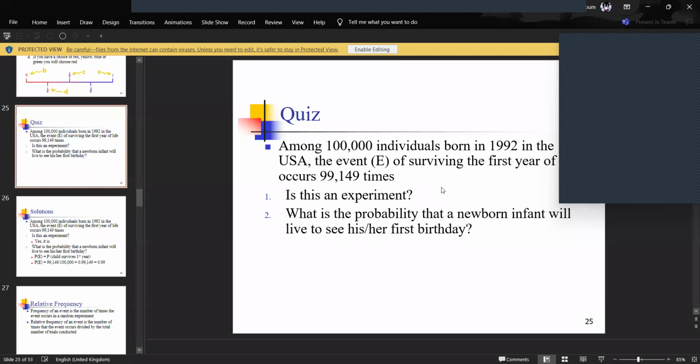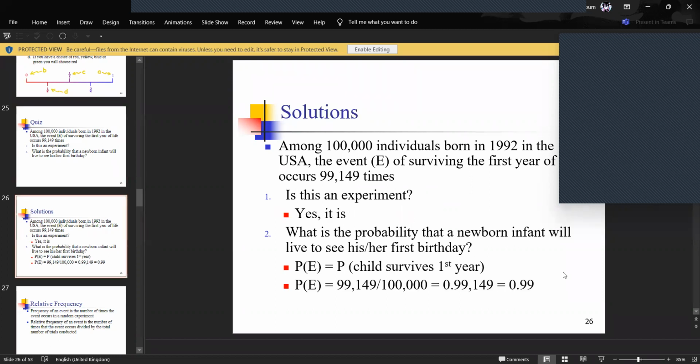So what's the probability that an infant will live to see their first birthday? Well, what we can do for that is that of the 100,000 individuals, 99,000 and whatever live to see their first birthday. And so it's 99,149 divided by 100,000, which would give you 99%. All right?